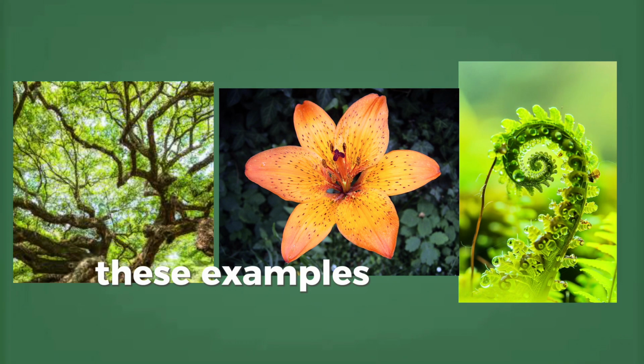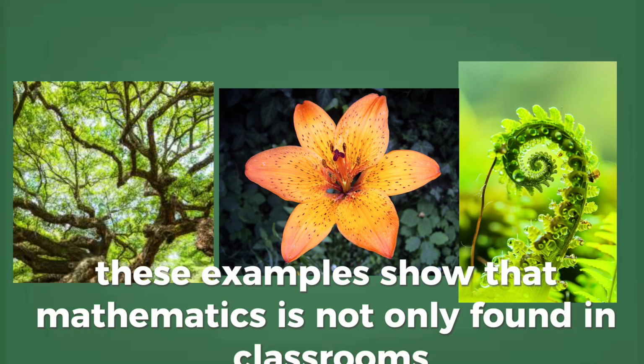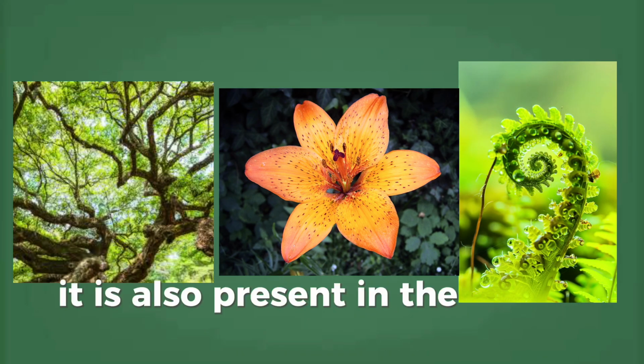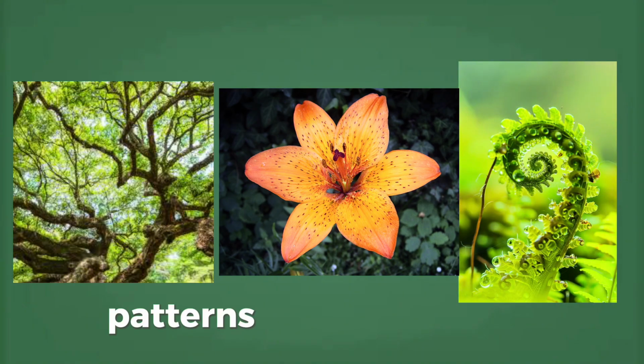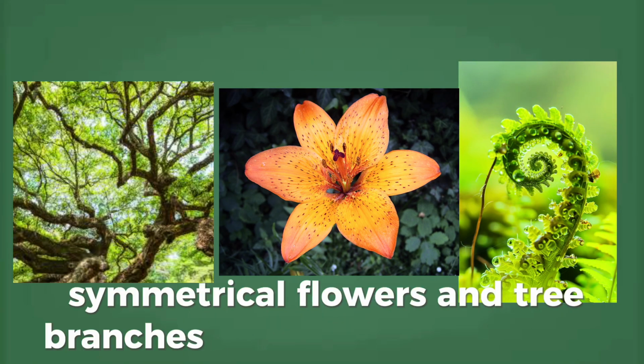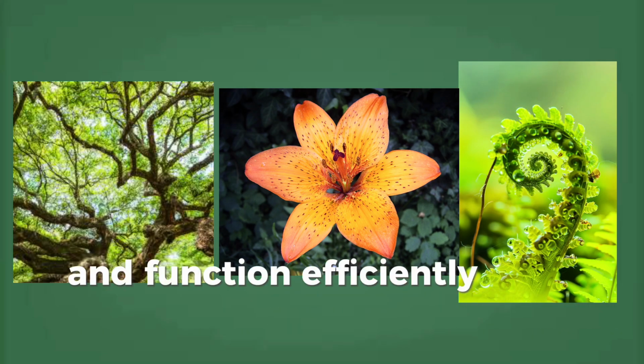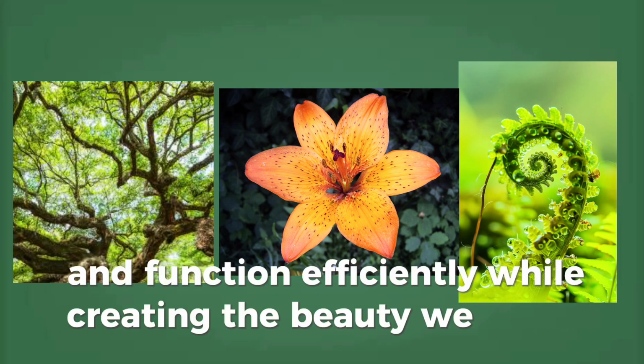These examples show that mathematics is not only found in classrooms, it is also present in the natural world. Patterns like spiral leaves, symmetrical flowers, and tree branches help living things grow, survive, and function efficiently while creating the beauty we see in nature.